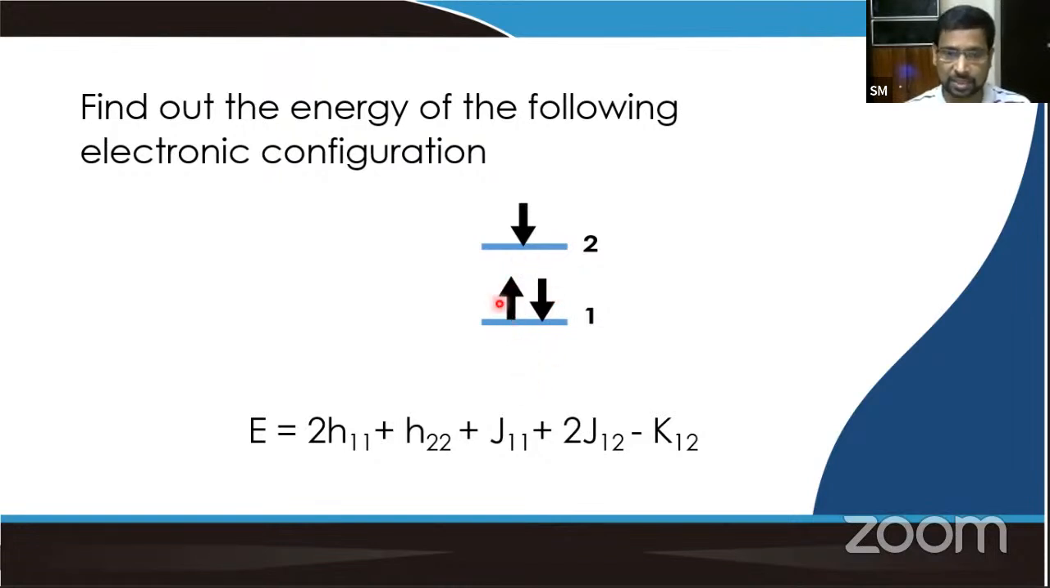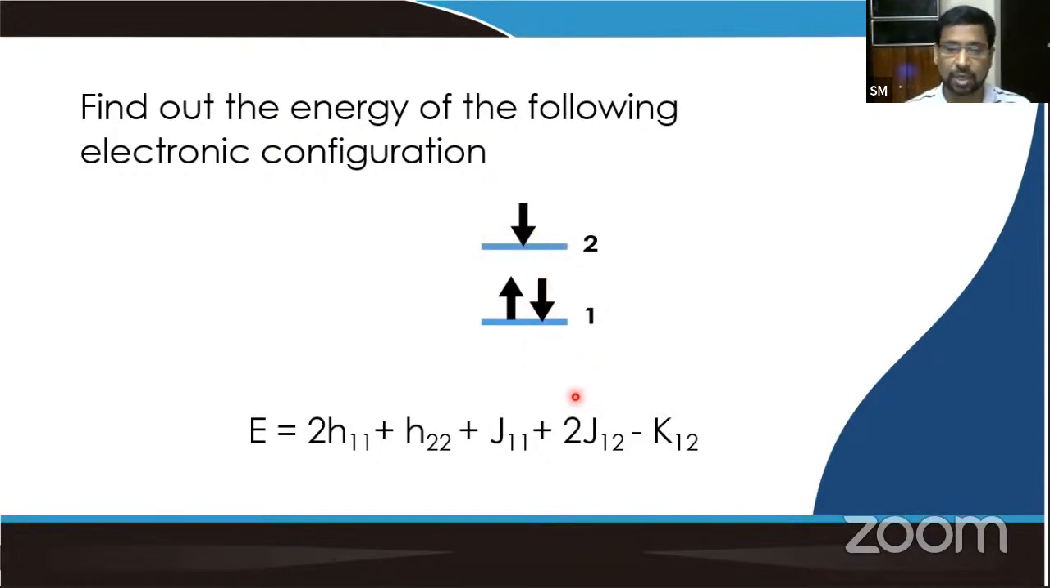But we know that 2 electrons, when they occupy the same spatial orbital, must have different spin. So they cannot have exchange interaction, because exchange interaction happens only between 2 electrons of the same spin. We derived this in our class. And then J12 is the Coulomb energy between the electron in orbital 1 and the electron in orbital 2.